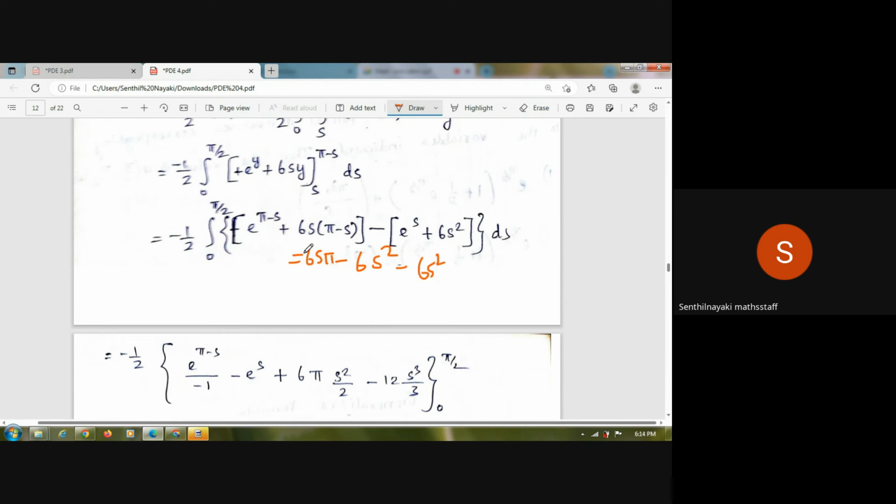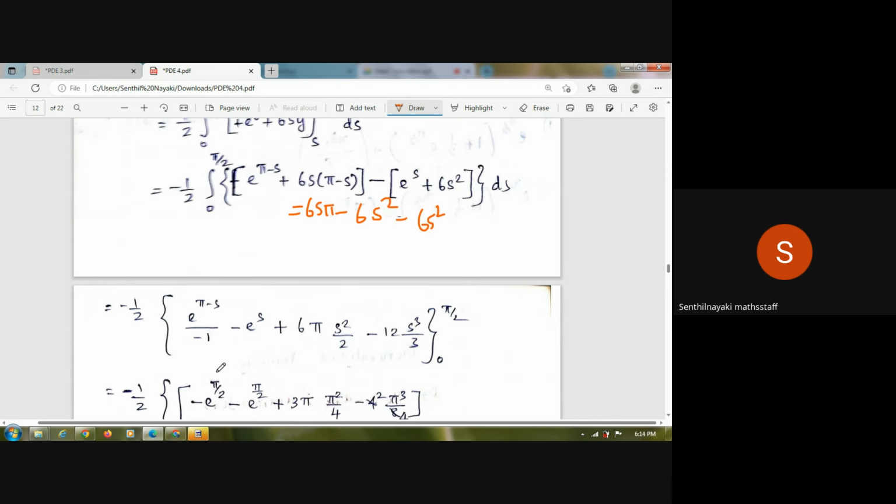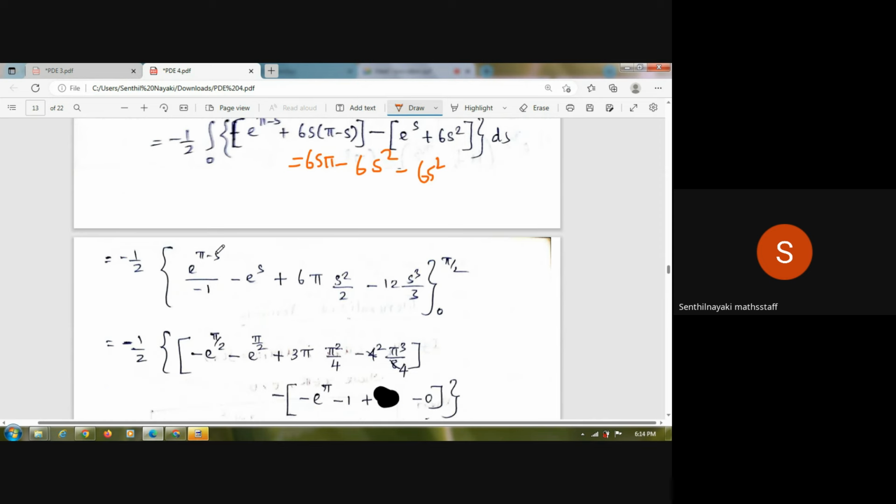So after integrating this 6s pi, we have 6 pi as a constant term. If you integrate s, we get s square by 2 minus 12 s cube by 3. Limit is 0 to pi by 2. So here pi minus s value is pi by 2. So pi minus pi by 2, we have minus e power pi by 2 minus e power pi by 2 plus, if you cancel this term, we have 3.